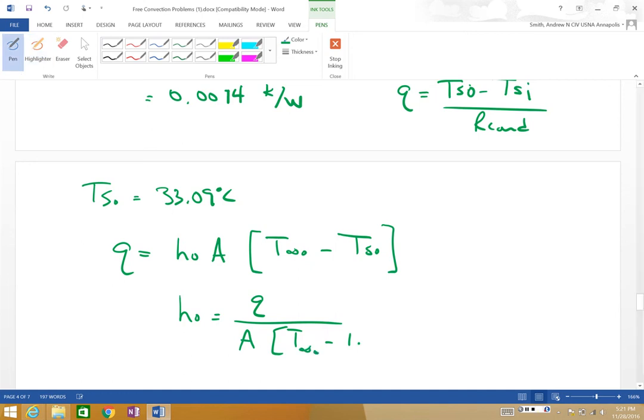T infinity outside minus T surface outside, and that gives you an H of 17.0 watts per meter squared Kelvin.